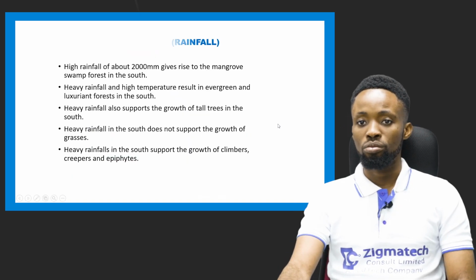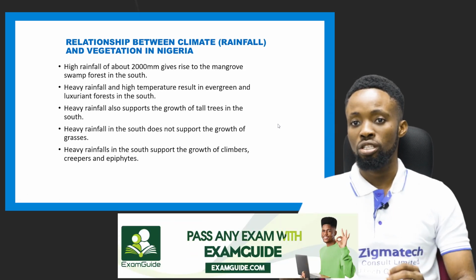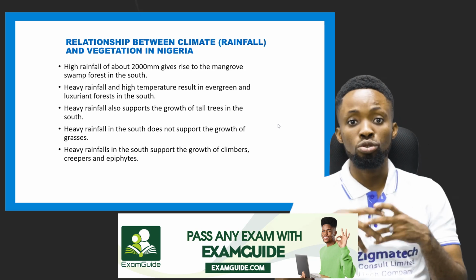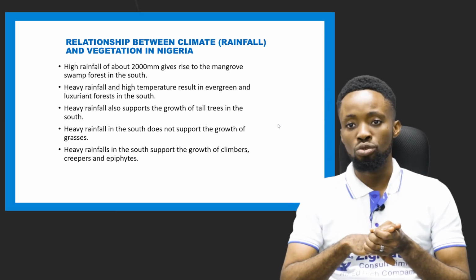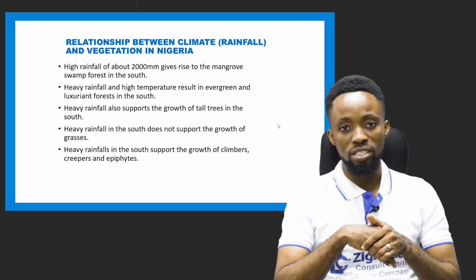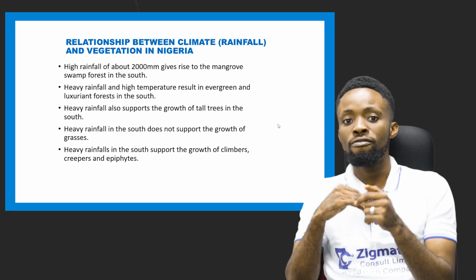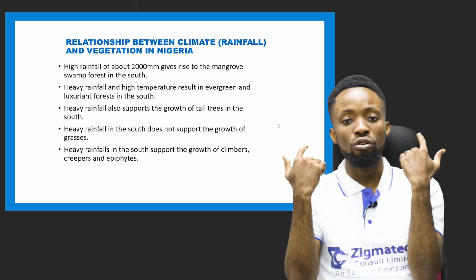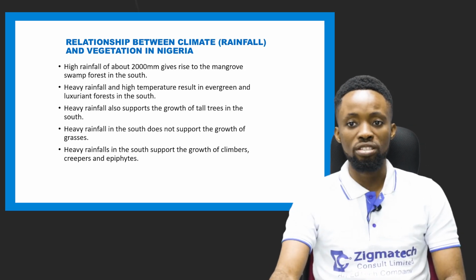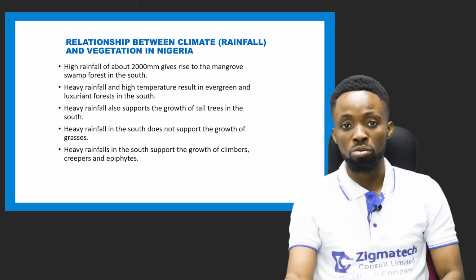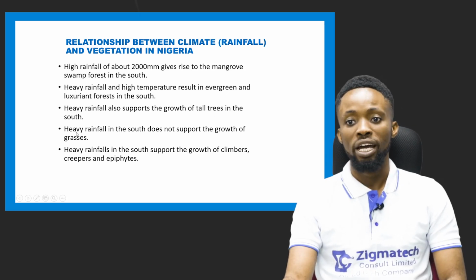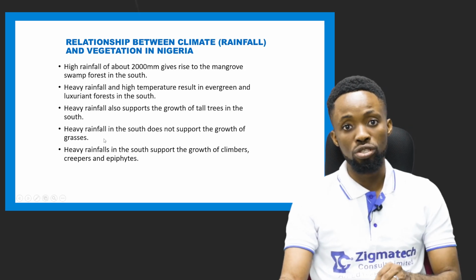So let's look at the relationship between rainfall and vegetation in Nigeria. High rainfall of about 2,000 millimeters will give rise to mangrove swamp forest in the south. For us to have the mangrove swamp forest as well as the freshwater swamp, we need very high temperature and rainfall of over 2,000 millimeters. Heavy rainfall and high temperature will also create luxuriant forest in the south and in the tropical rainforest region of Nigeria. Heavy rainfall also brings about the growth of tall trees in the south, and heavy rainfall in the south does not support the growth of grasses.